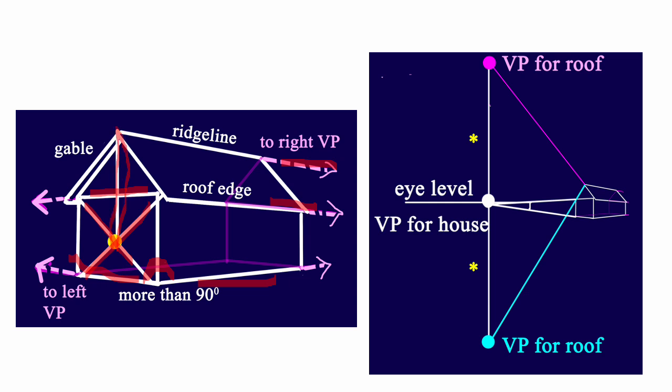How do we find how steep these roof lines should be? Well, one way is to find the vanishing point for each side of the roof. And these vanishing points are the same distance above and below the vanishing point for the house. The problem with this method is that look how small I have to make this house to find these vanishing points. So there really is a much easier method.